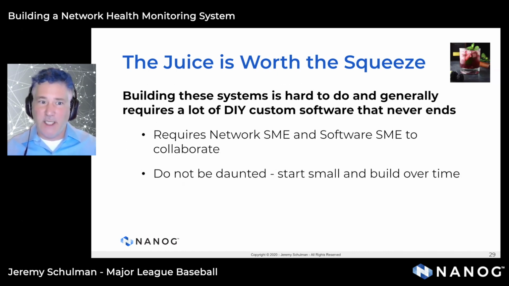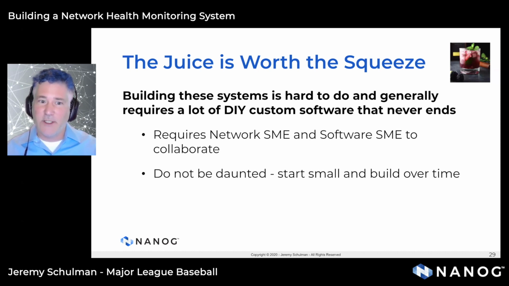And again, the other point that I would summarize with is building these systems is hard to do. This is not a point and click type of solution, and it generally does require a lot of do-it-yourself custom software, because some of the things that are important to your business may not be the same types of things that are important to other businesses. If you don't use Multicast, then Multicast health is not important to you. But if you use Multicast, then Multicast health is very important to you.